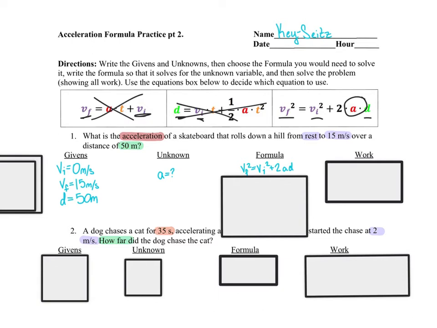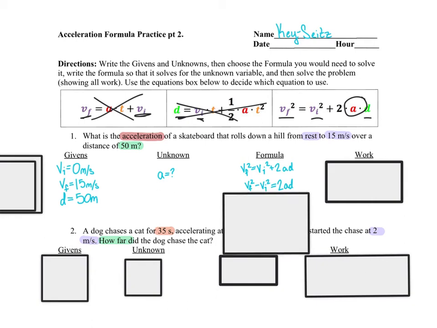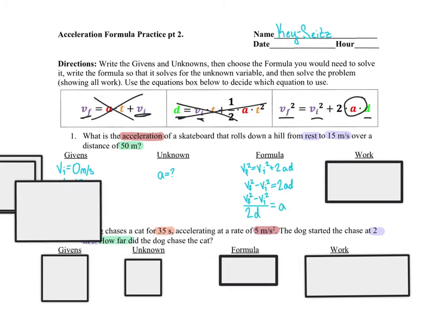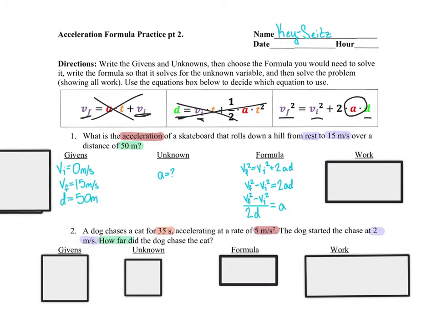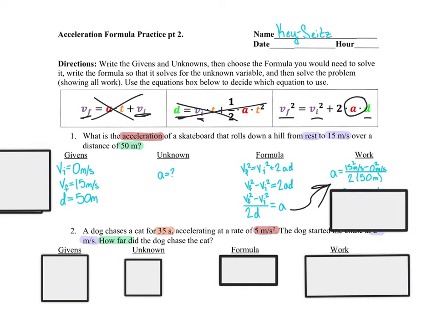Now I have that third equation set up, but I want to solve it for my unknown. So first I subtract initial velocity from both sides, making sure it's still squared, and then I divide both sides by 2d, because I want a alone, acceleration alone. For my work, I just take that last equation there and I plug in my numbers. So there I've plugged in all of my numbers to the appropriate places, and I plugged it into my calculator, and that's what I get.